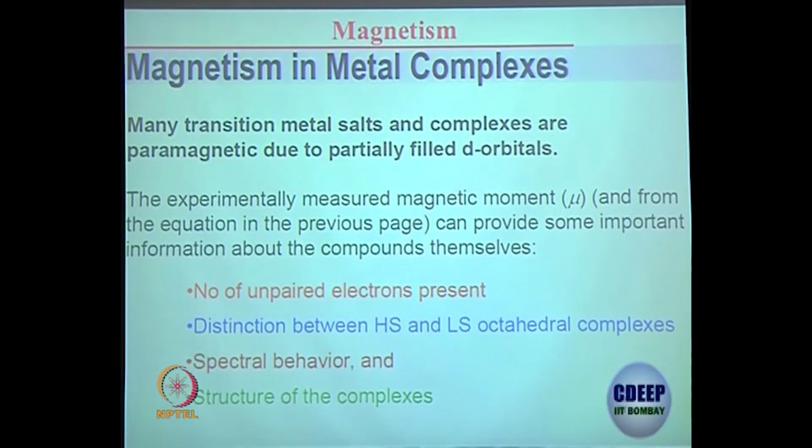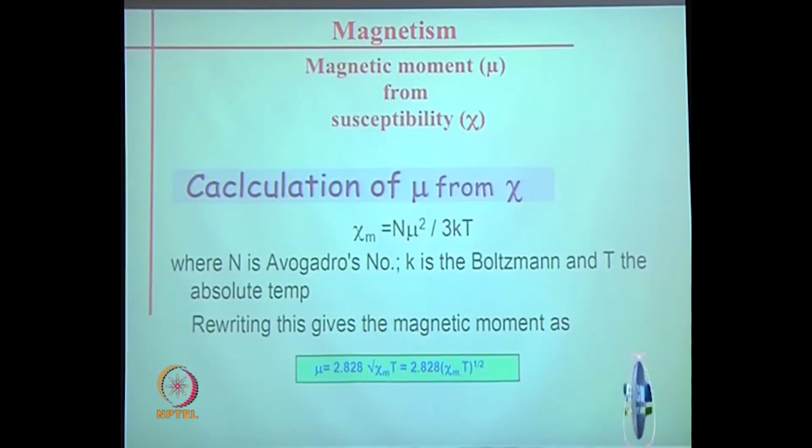So what we are saying is, if you have an unknown complex, you can measure its magnetic moment value, and thereby you can try to tell what that compound is made of, right? How the equations are, we have seen here. These are two different equations. One is this one, another is this one. As long as you know the relationship between these two equations, you are good to go.